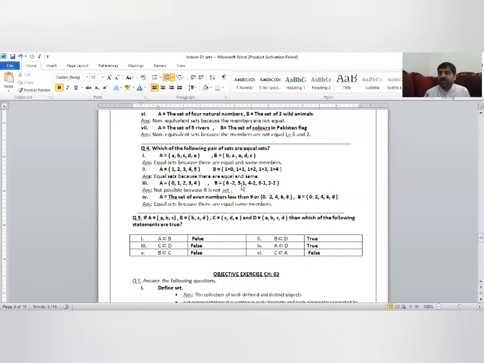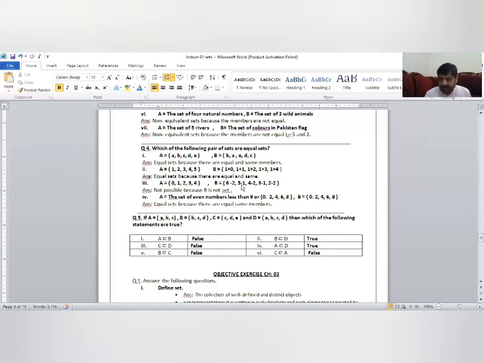Okay, 5 minus 1, 4. When the same element repeats, it will not satisfy the condition of the set. So when the given set doesn't satisfy the condition, we can't compare it. That's why there is no possibility of comparison.